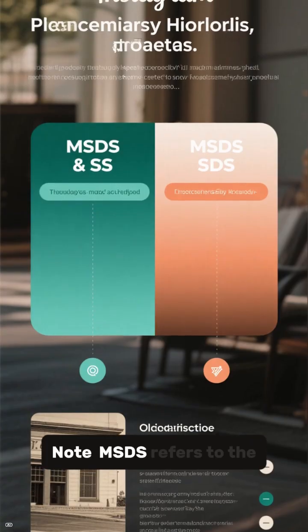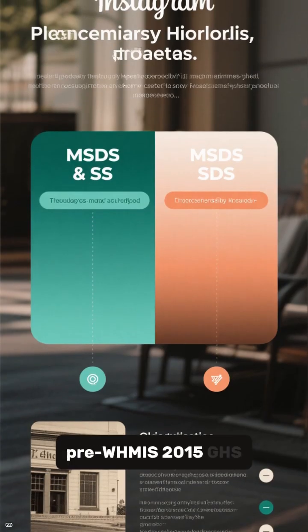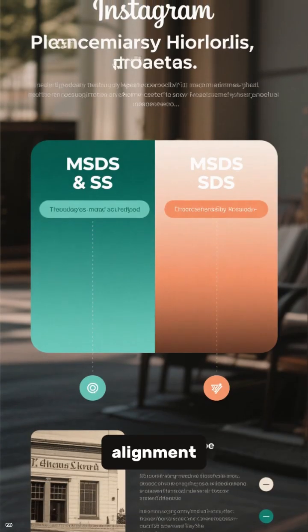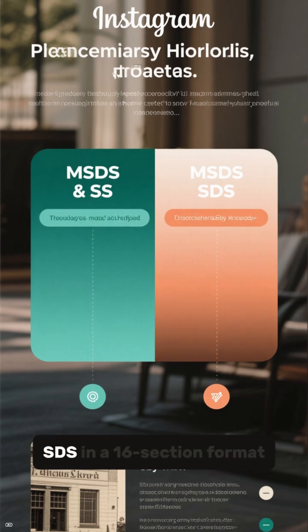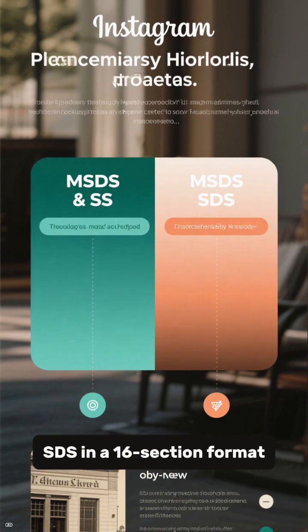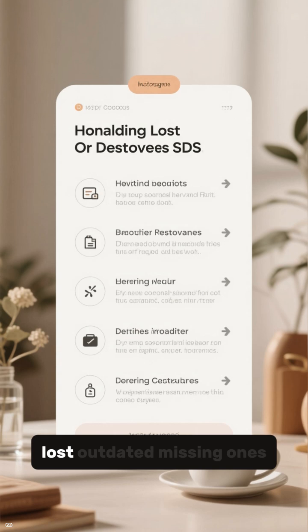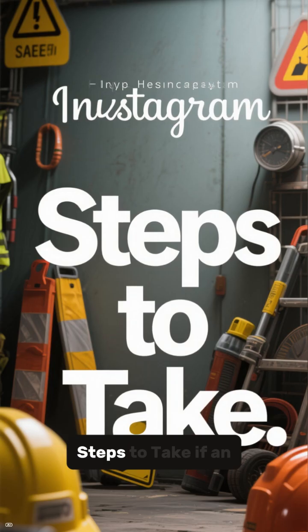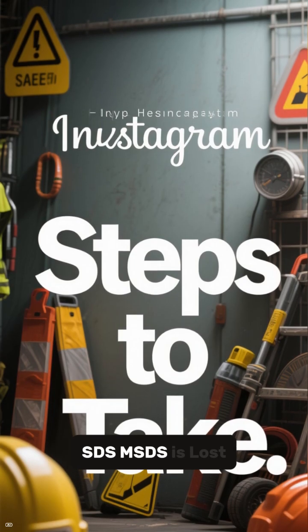Note: MSDS refers to the older format, pre-WHMIS 2015 GHS alignment. Most are now standardized SDS in a 16-section format. The process is the same for lost, outdated, or missing ones. Steps to take if an MSDS is lost.